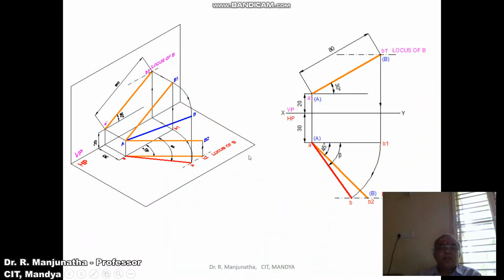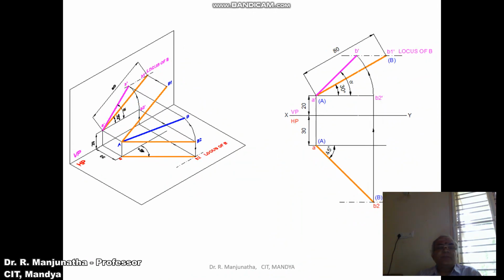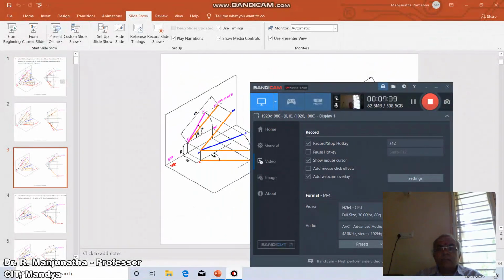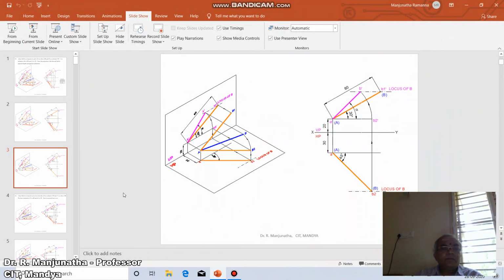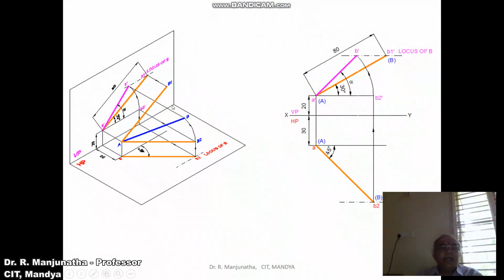Next we are going to take the apparent inclination with respect to HP. So now we have the top view, the true length in the top view, AB2. We have the locus of B in the front view. This is the line which is the locus of B. We know that this is the true length in HP. Obviously that line has to be parallel to HP. So that means A dash is above HP by 20 mm. The B should also be above HP by 20 mm.